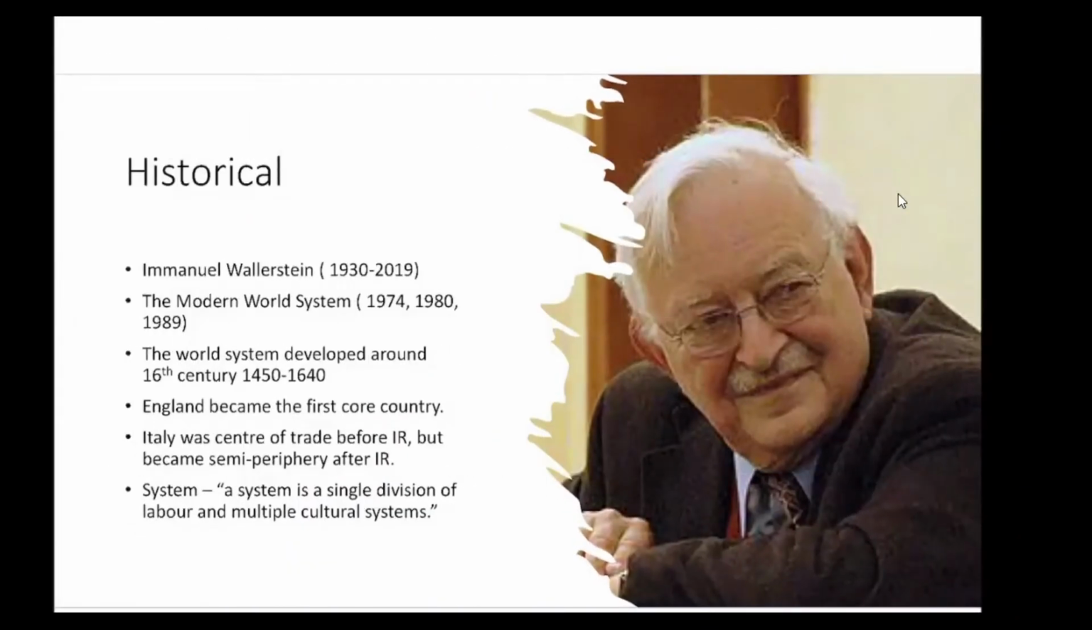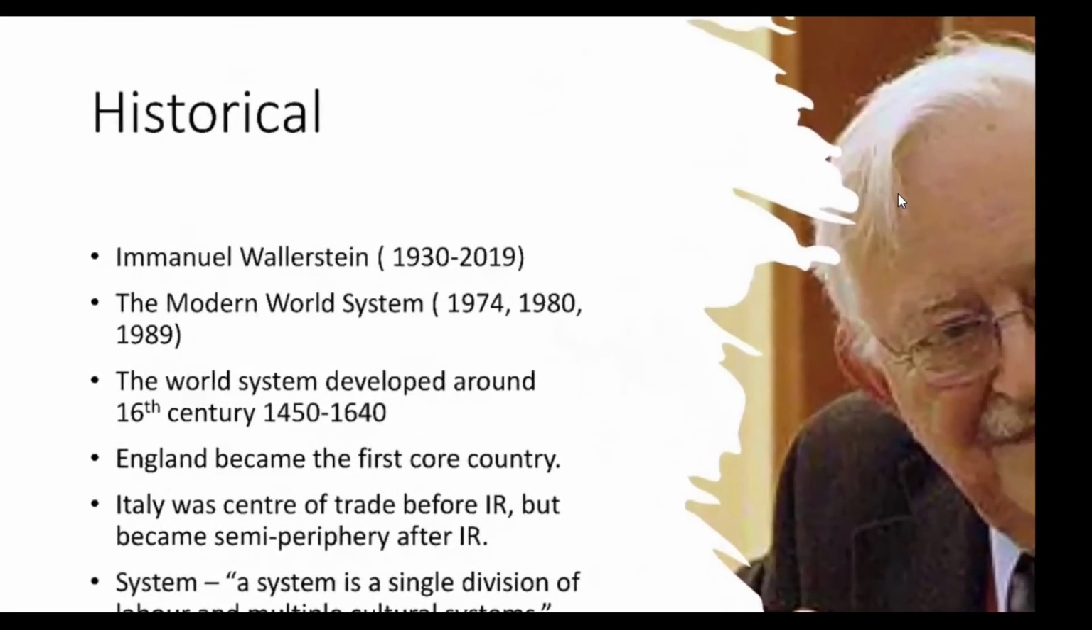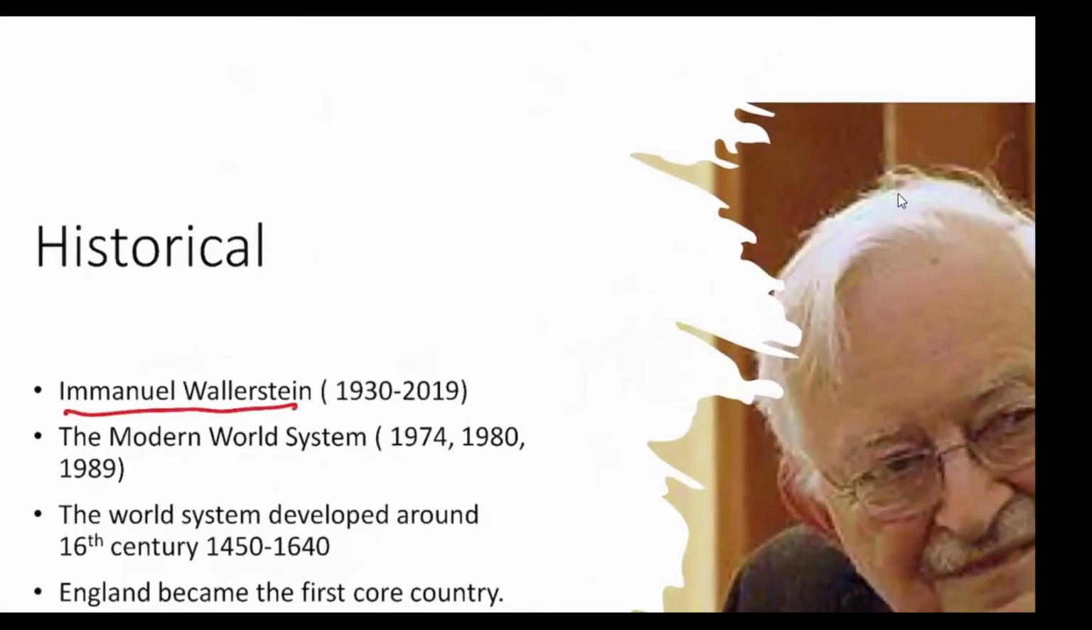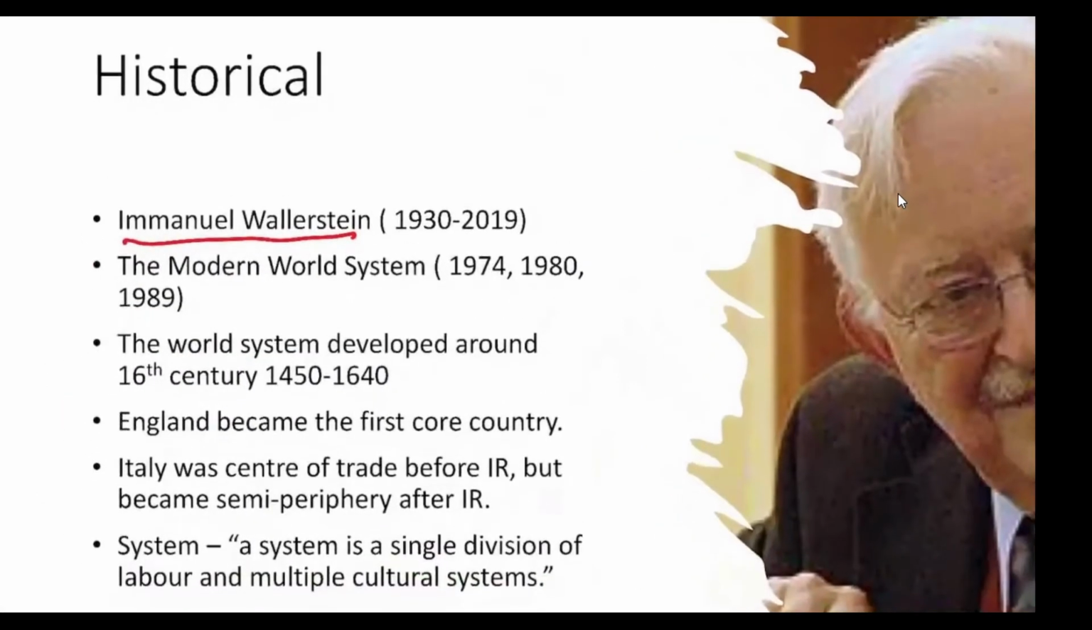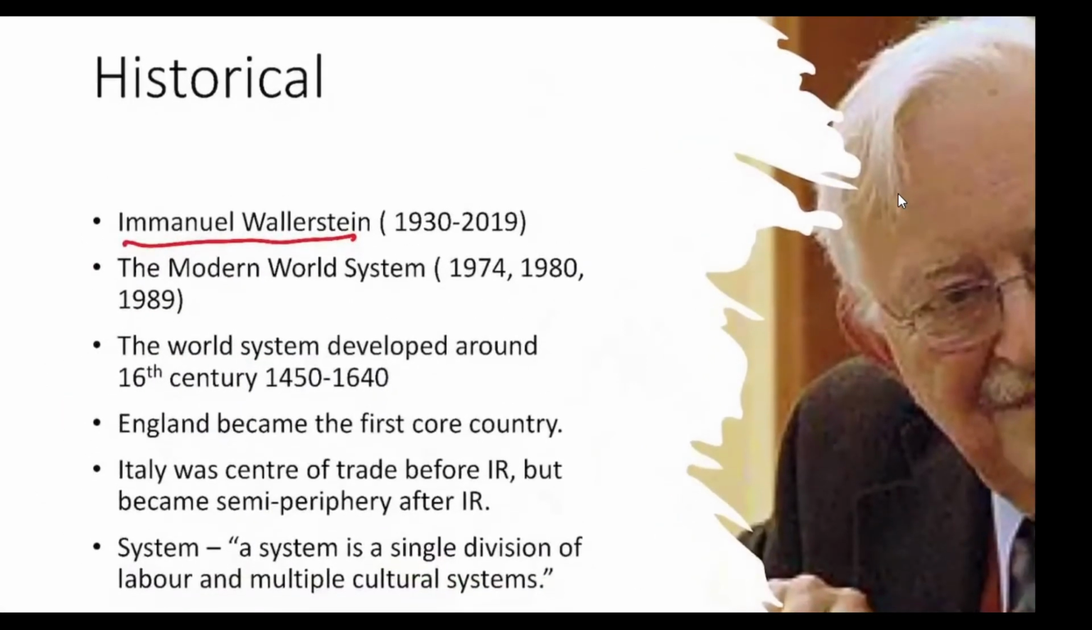Immanuel Wallerstein offered a systems approach to analyzing the world, in this comprehensive work titled The Modern World System, which was released in 3 volumes in 1974, 80 and 89.